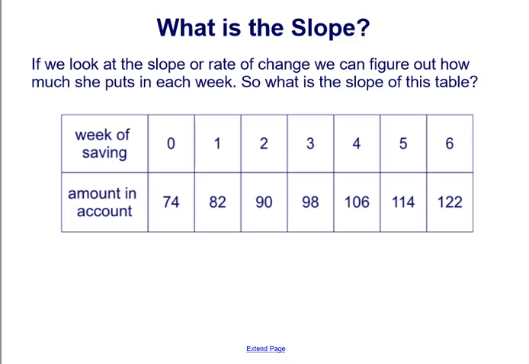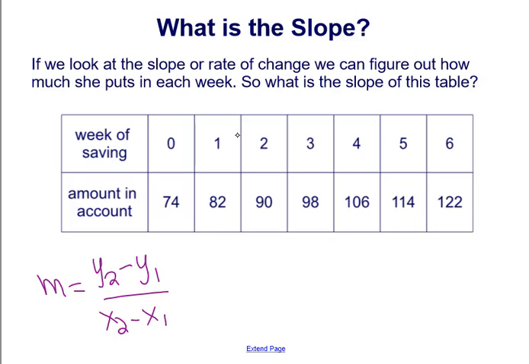If we look at the slope or rate of change, we can figure out how much she puts in each week. So we have to figure out what is the slope of this table. Remember, to find the slope of the table, we can use two random points from the table and the slope formula. We have the slope formula of y2 minus y1 over x2 minus x1.